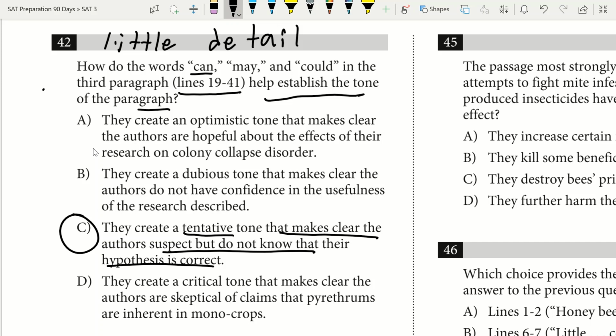As far as A, they create an optimistic tone. Well, they're not optimistic if they're saying can, may, or could. That makes clear. All right, hang on.